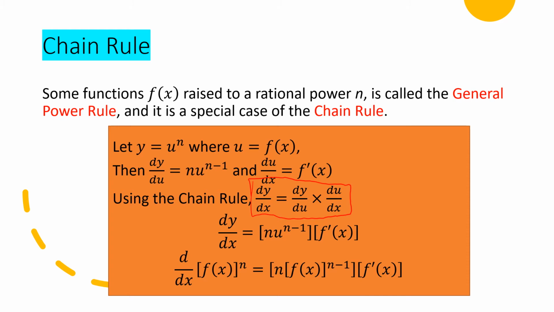dy/dx equals dy/du, which is n u power of n minus 1, and du/dx is f prime x. So the derivative of f(x) power of n equals n f(x) power of n minus 1 times f prime x.